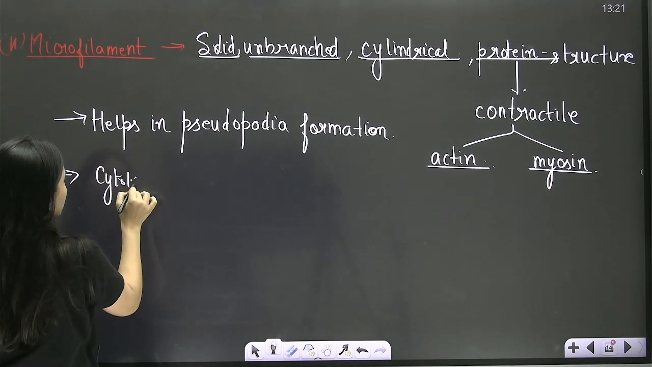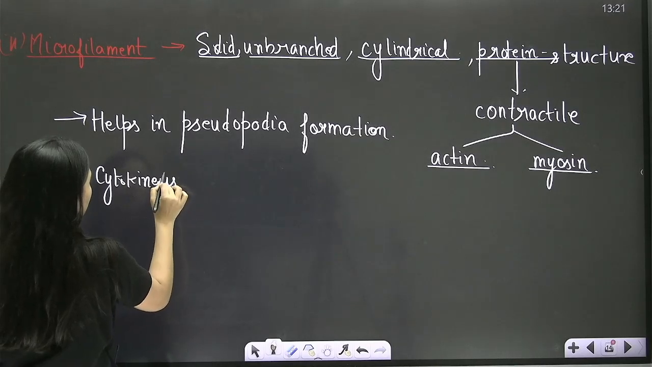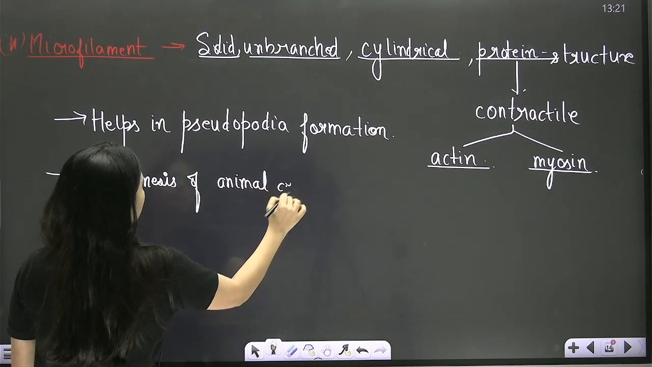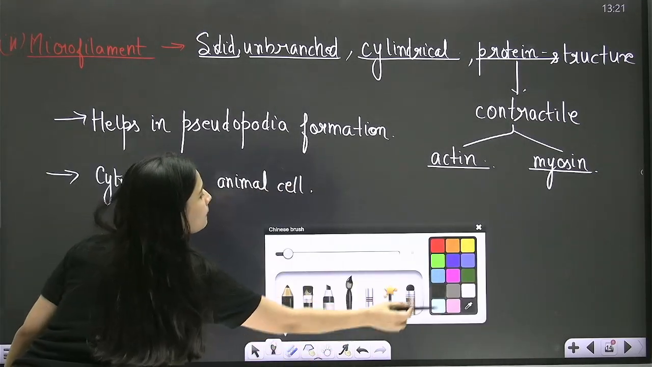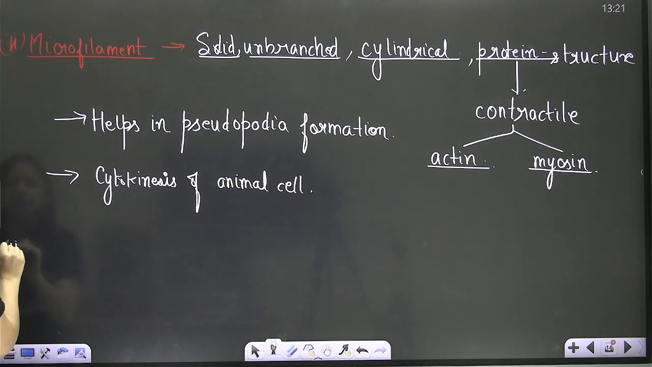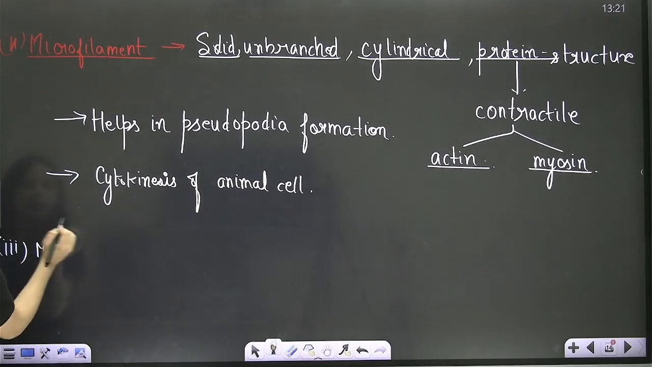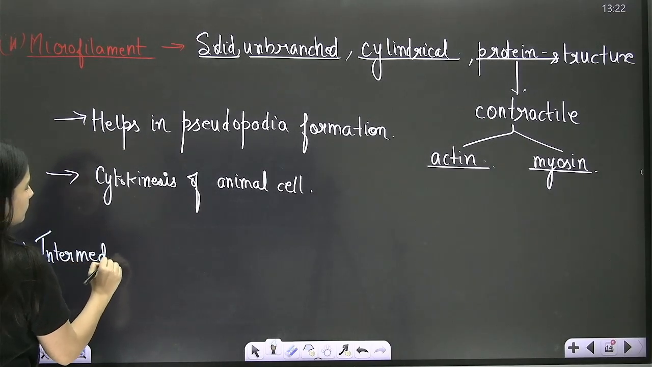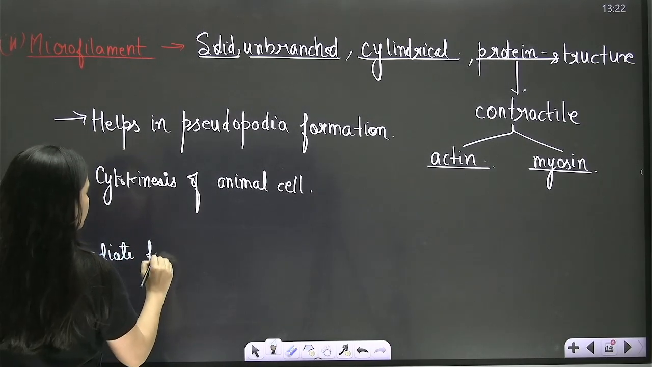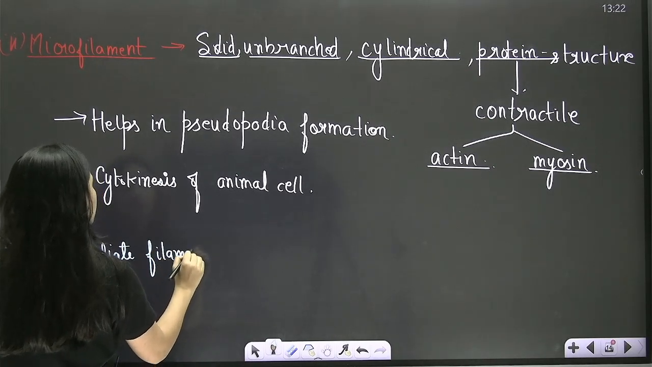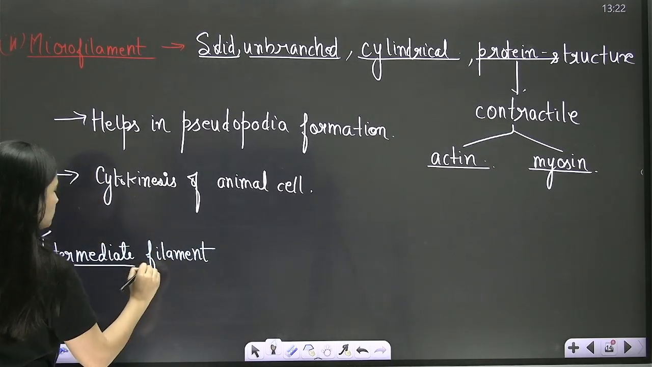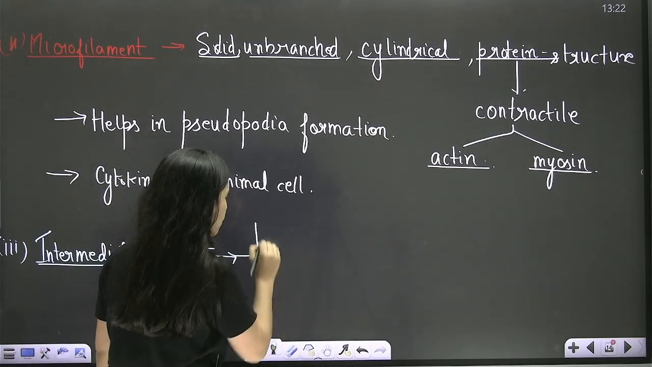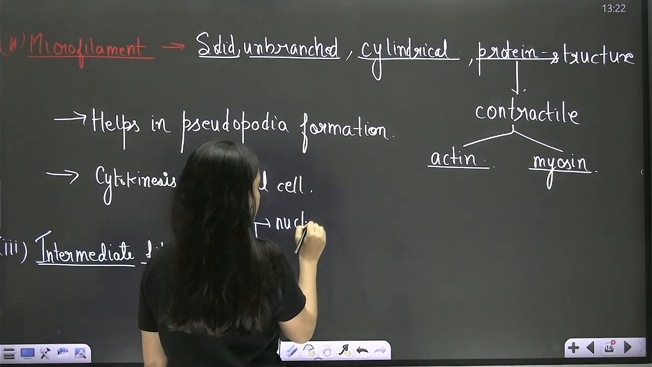How, I will teach you when I teach the next chapter, that is cell division. Cytokinesis of animal cell, etc. Now, moving towards the third type of cytoskeleton, that is intermediate filament. Right? Intermediate filaments are only found in case of nucleus. So their location is nucleus.